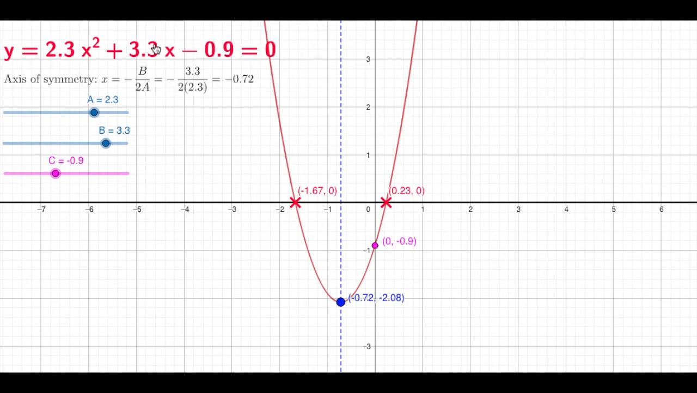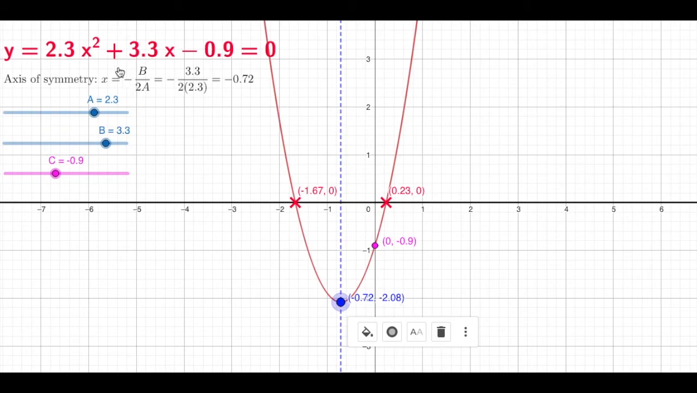So in this case, I would take 3.3 and divide it by 4.6, which is 2.3 times 2. And then I need to make that result negative, which would give me negative 0.72. And when I plug negative 0.72 back into the function as the x value, I get a y value of negative 2.08, which is where my vertex is.